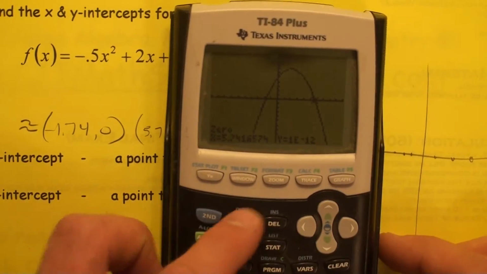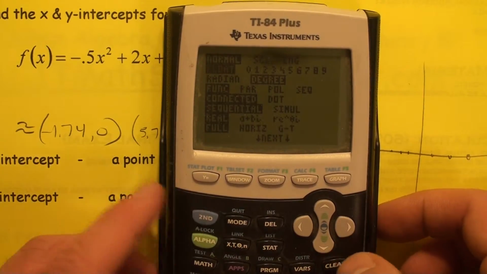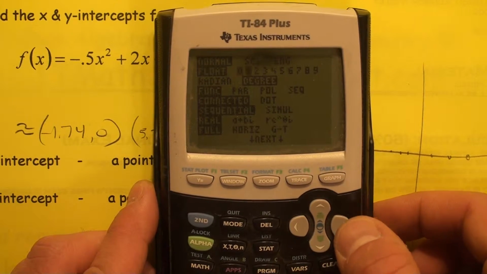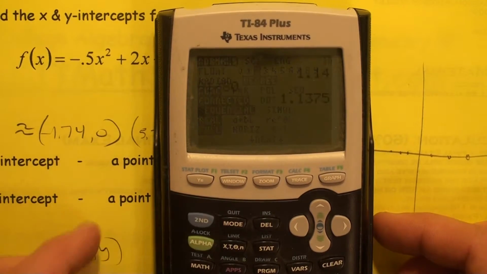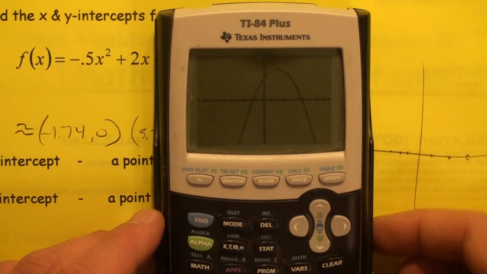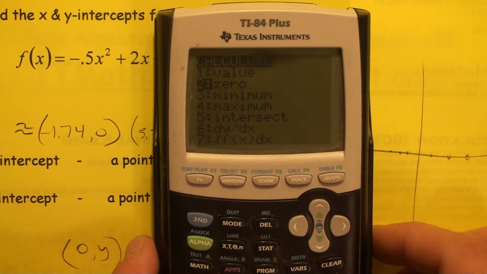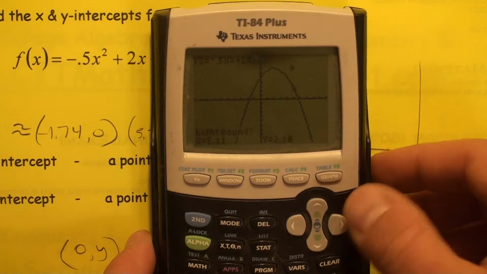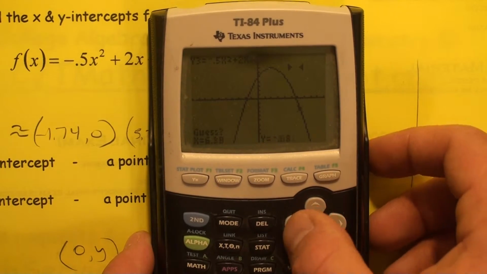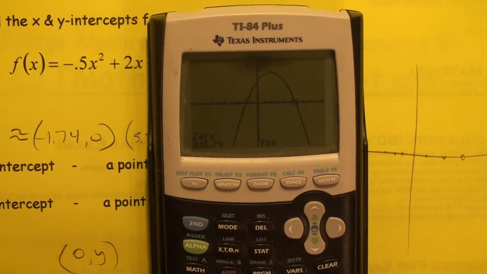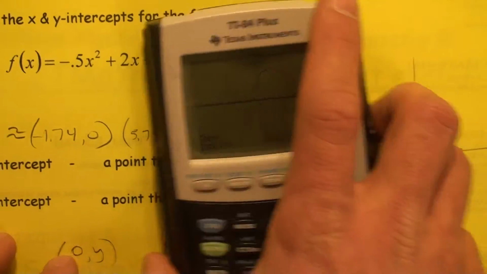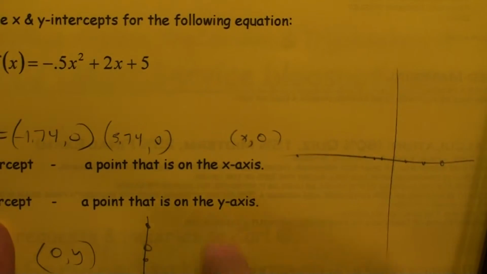By the way, what we could have done is gone out to mode. If you press mode, we could have gone over to float to 2, and then the calculator would have essentially rounded it off for you at 5.74 if you did the zero again with left bound, right bound, guess.